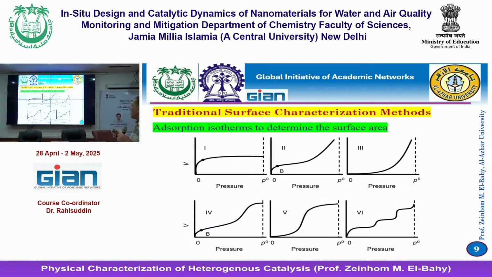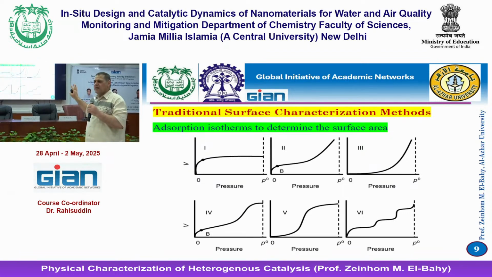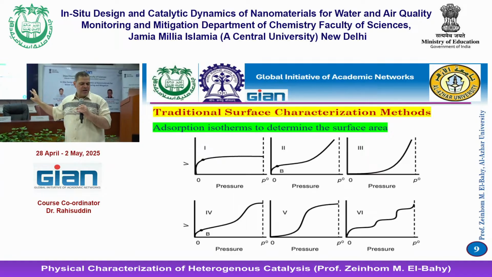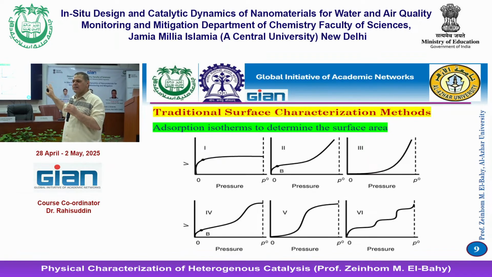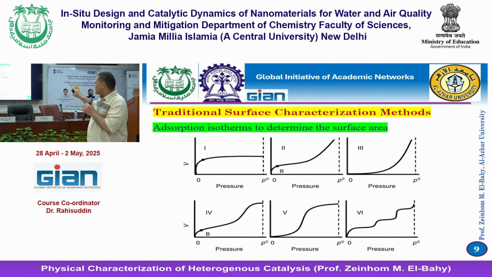These are the adsorption isotherms. There were only 5, and they recently added a 6th one. There are only 6 shapes for adsorption isotherm. The first one, second one, third, fourth, fifth, each one of these indicates a character or the properties of the surface. Let's check one by one.